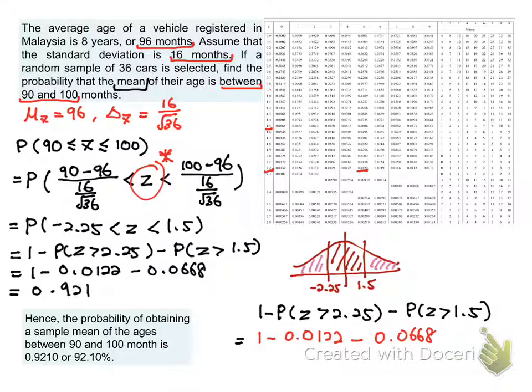0.921 or 0.911? 0.921. Okay, check again. It should be 0.921. If you want to convert to percentage, you'll get what? 92.1%, right? So this is the explanation. Hence, the probability of obtaining a sample mean age between 90 and 100 is this. You can see the keyword is sample mean. A sample mean. Okay, understand?